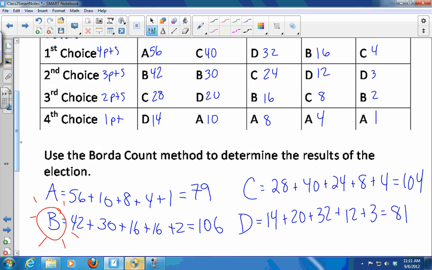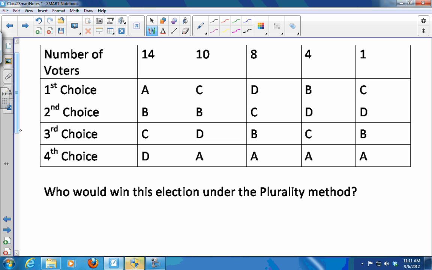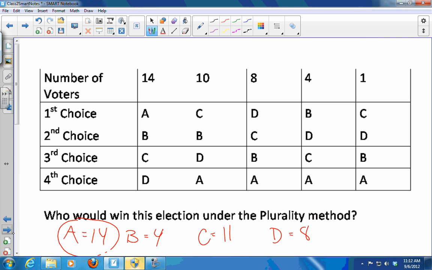So it's not too bad a method in terms of difficulty, right? Let's see what comes up next. Who would have won this election if we used the plurality method? A. Yep, the most first place votes would be A. So A would have 14 first place votes, B would have 4, C would have 11, and D would have 8. So A would be the winner if we used the plurality method. But in the Borda count, B was the winner, right? So we get two different winners, two different methods.